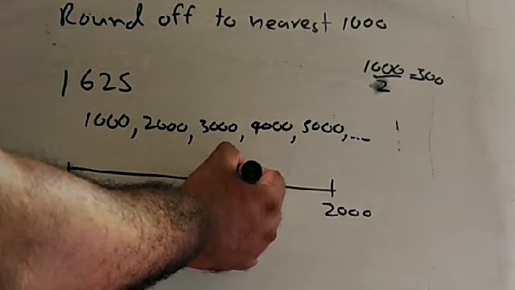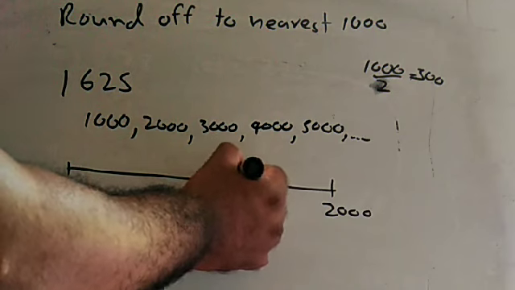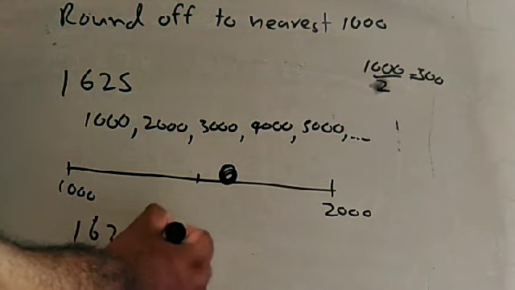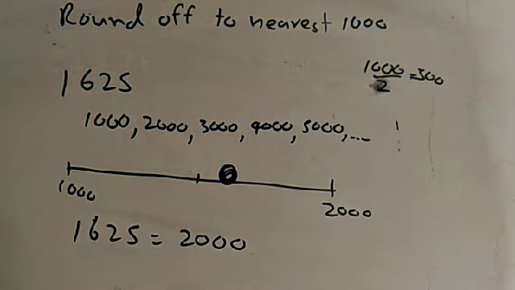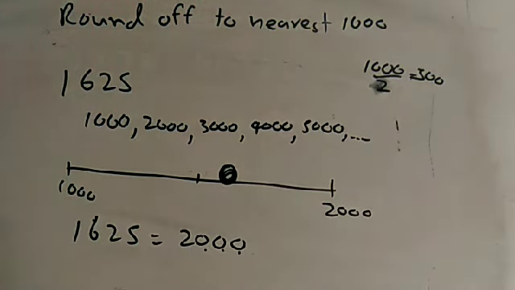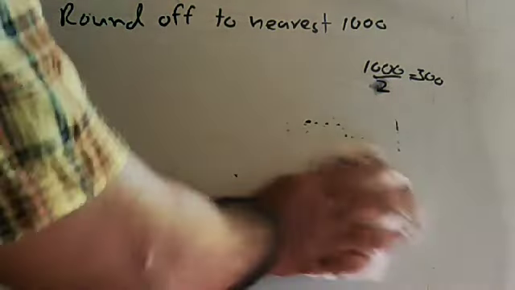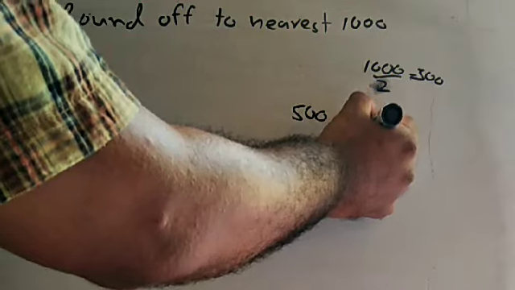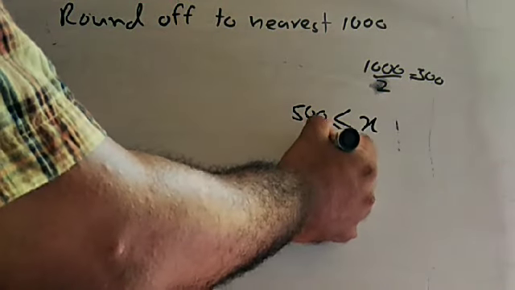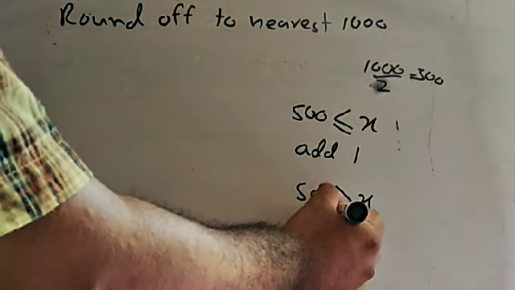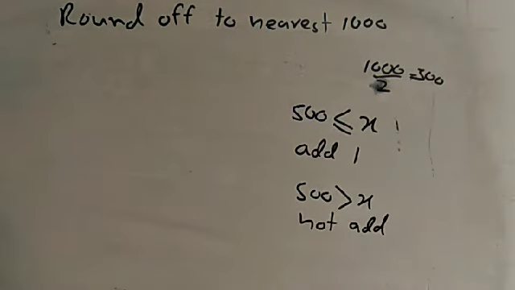Then 1625 is here. It is very close to 2000. Then there are 3 zeros. I think you will understand this. Now there is a short method. When the number is 510, above 500 add 1, but below 500 do not add. Short one, huh?